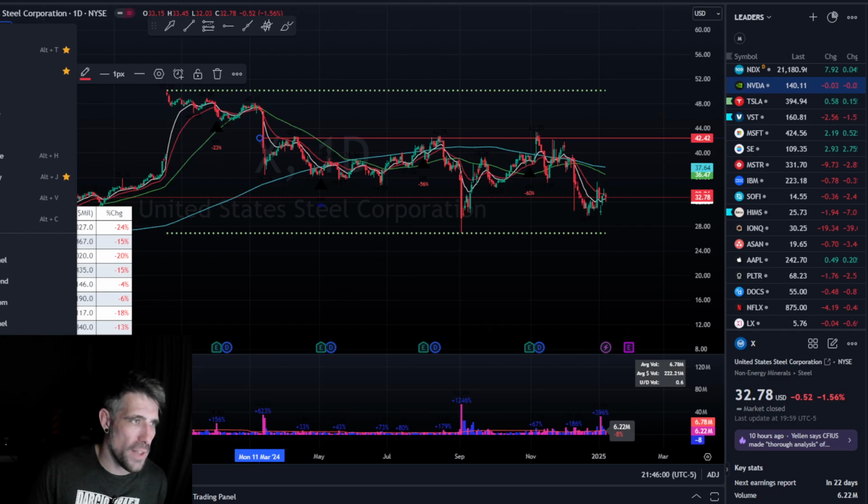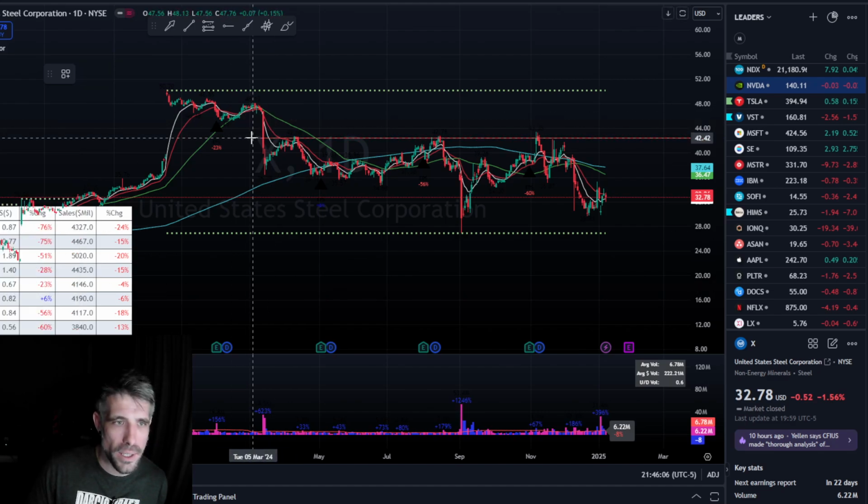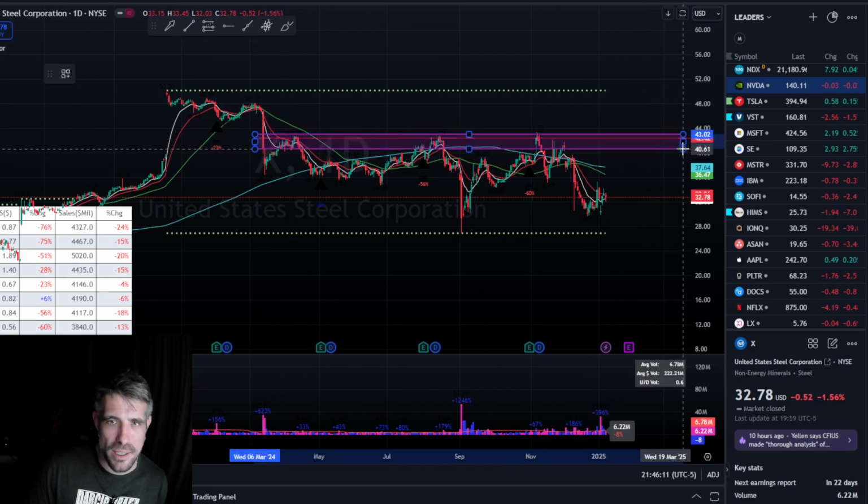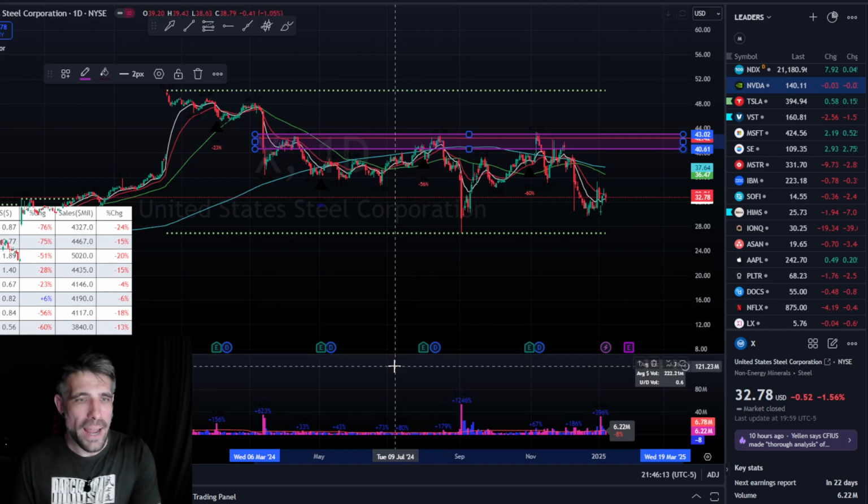Let me see if I can find the right marking here. Can I do a square? Where are the squares? Here we go. It would be an area like this. I would consider this the danger zone. And why would I say that?